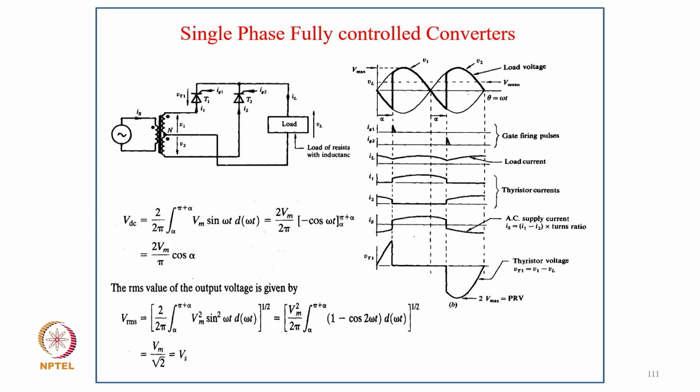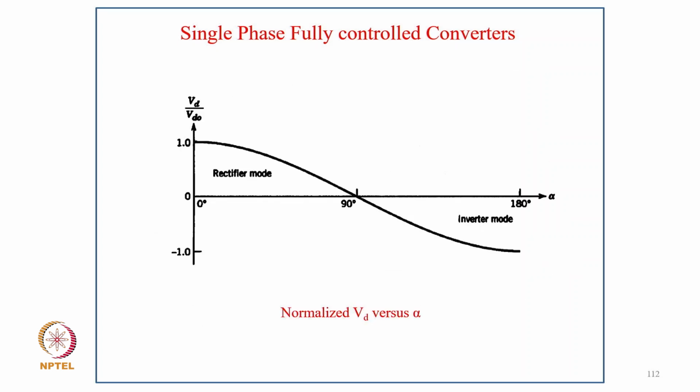equal to 2 Vm upon pi cos alpha, and RMS value of the output was Vrms equal to (2 upon 2 pi alpha 2 pi plus alpha Vm square sin square omega t) to power half, and that is (Vm square by 2 pi alpha 2 pi plus alpha (1 minus cos 2 omega t)) to power half, and that is Vm by root 2, that is equal to Vs.